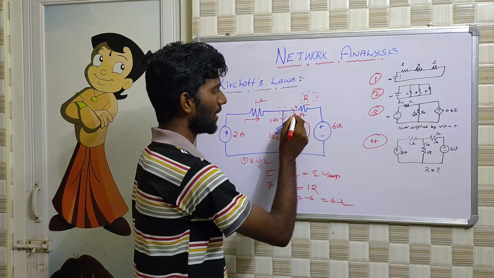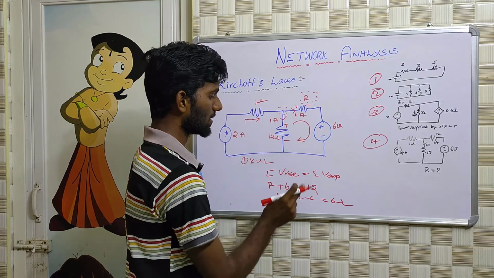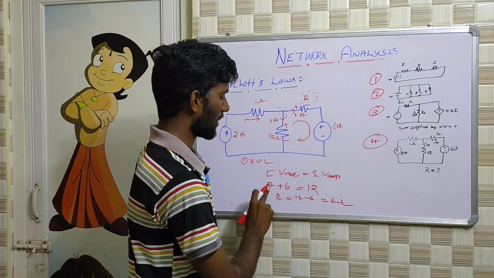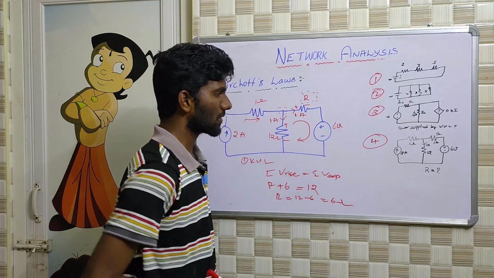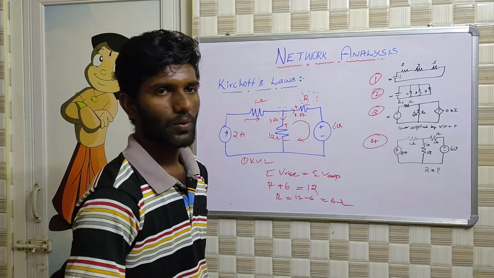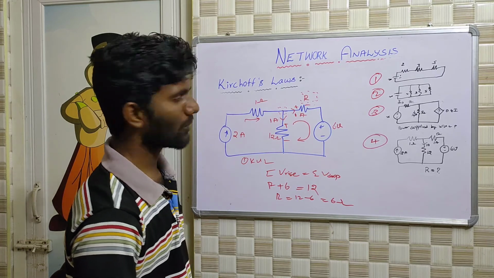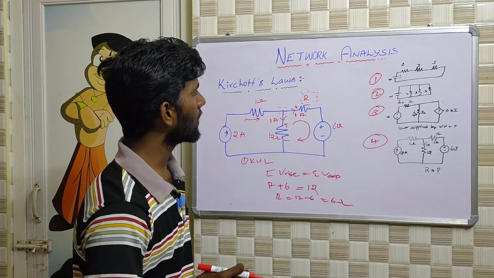Since here current is 1 ampere, here also 1 ampere, 12 into 1 is equal to 12. R into 1 is equal to R, plus 6. R plus 6 is equal to 12. So R is equal to 6 ohms. So that is the answer for our problem. So these are simple examples based on Kirchhoff's laws, KCL and KVL.